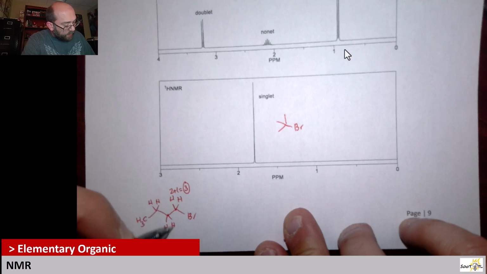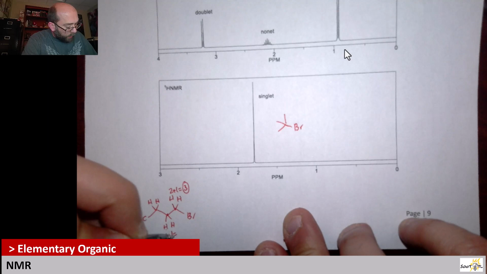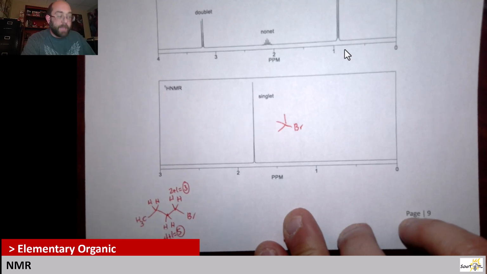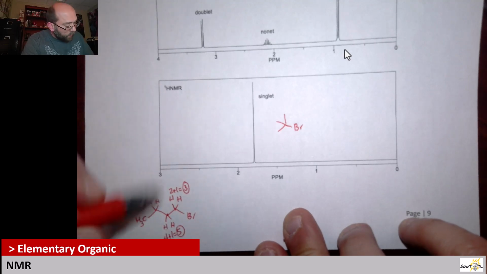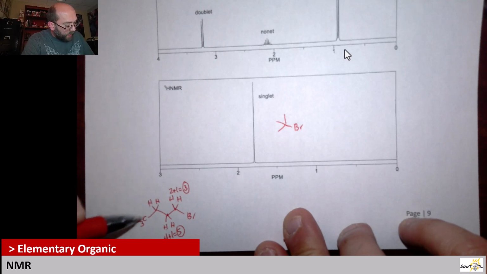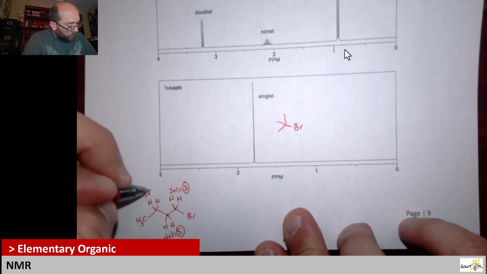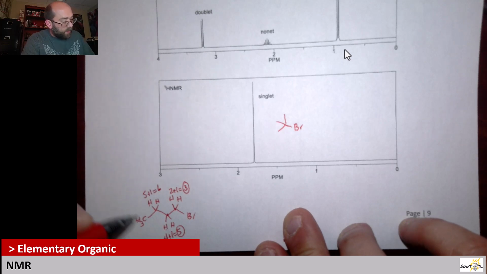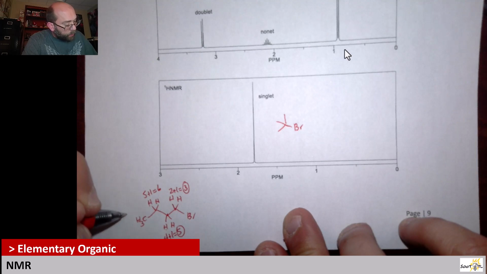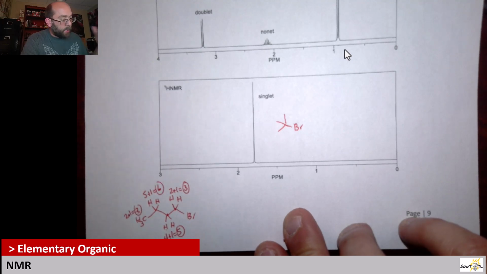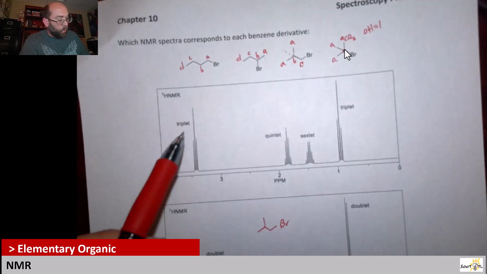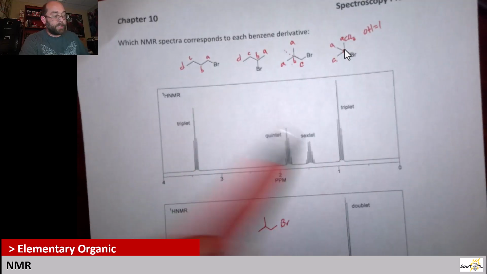So now look at these 2. They have 1, 2, 3, 4 neighbors, so they would get 4 plus 1 or a 5. Do I have a quintet? I do have a quintet. Let's look at these 2. These 2 hydrogens have 3 on this side, 2 on that side. So it'll be 5 plus 1 or a sextet. And then these 3 only have those 2 as neighbors, so they would be a 2 plus 1 or a triplet. So do I see 2 triplets, a quintet, and a sextet? 1, 2 triplets, a quintet, and a sextet.